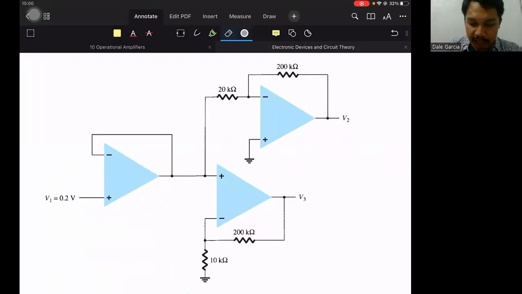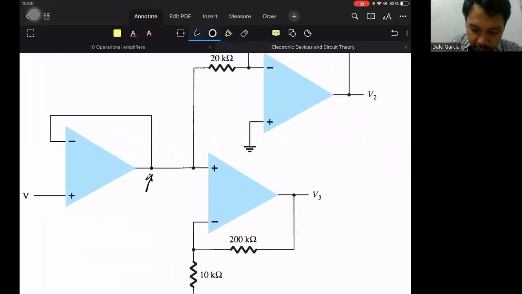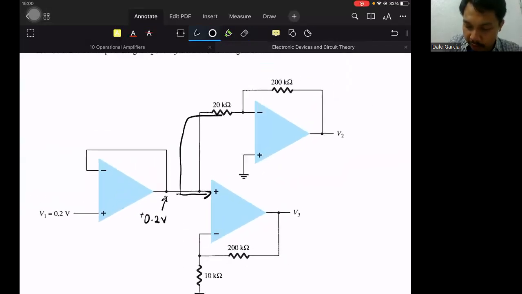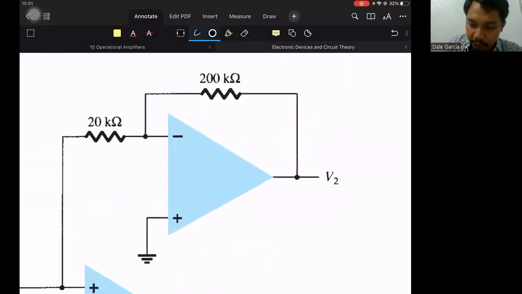The same as the example above, the first stage is a buffer or unity follower, meaning the voltage at this point is also positive 0.2 volts. It feeds the input here and the input there. They are not cascaded, they are separate, so we just solve the individual gains. The gain here is 200 divided by 20, which is 10.